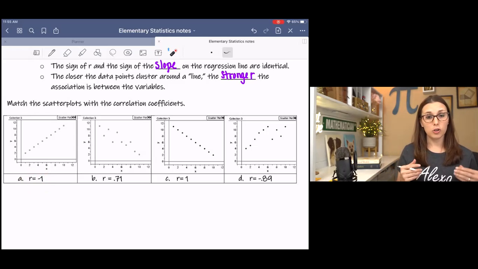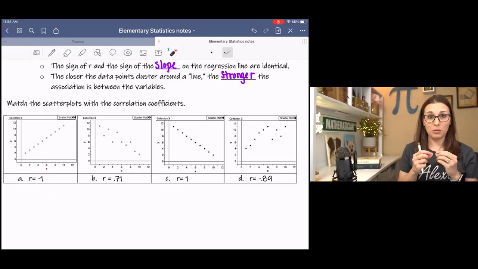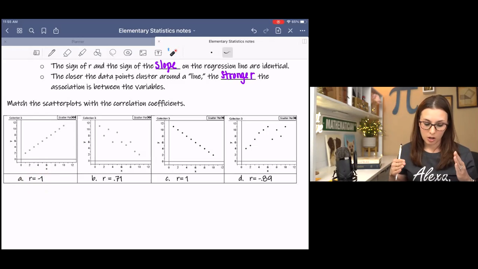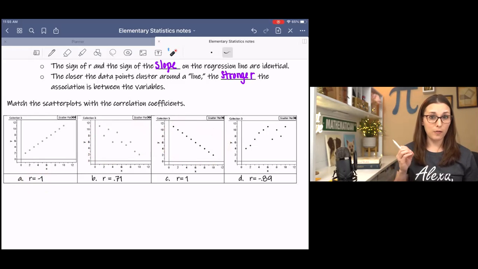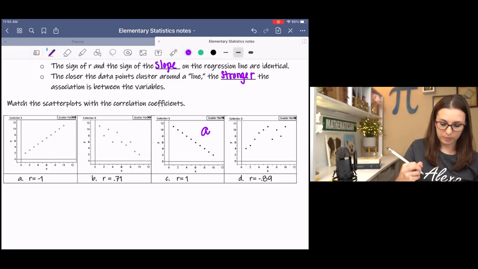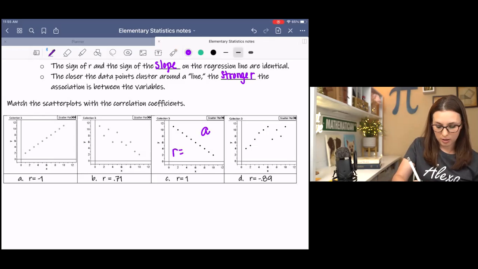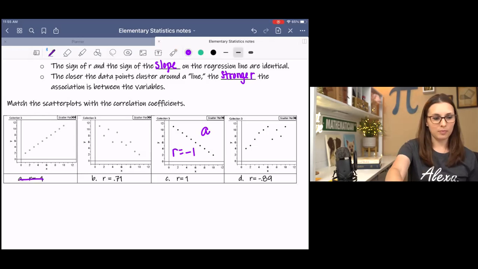-1 indicates, first of all, negative means it's going to be falling. And then 1 indicates it's going to closely resemble a line. It's going to mean that your variables are following a line very closely. So you look for the one that's falling. That's only these two. And 1 indicates a very strong linear relationship, which is this one. This is r equals -1. Now I want you to match the other 3 and see if you can get it, and then come back and check.